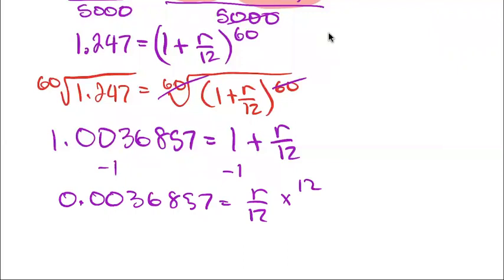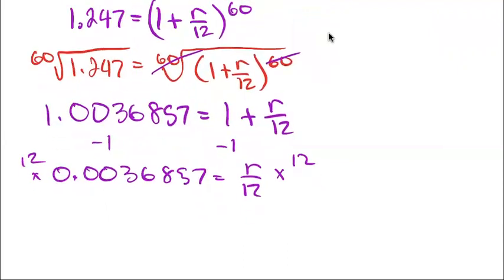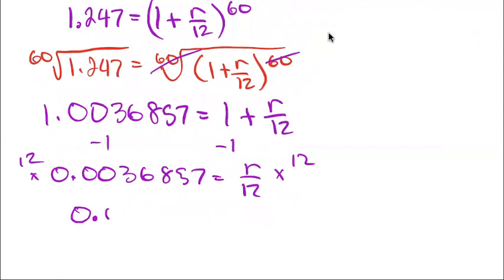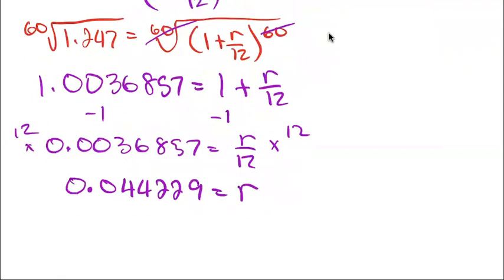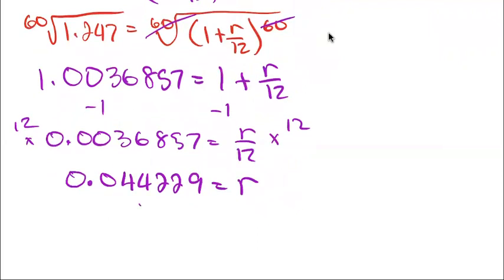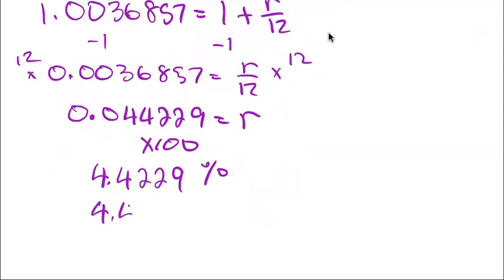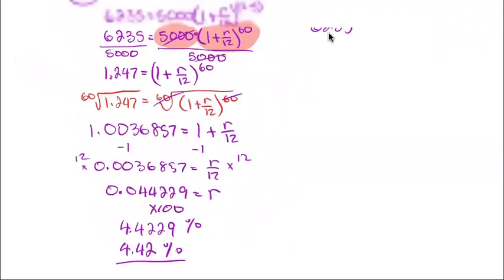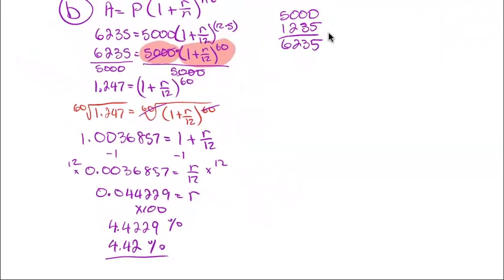Multiply by 12. Multiply by 12. That gives me 0.044229 is equal to R. That's my decimal. So I multiply that by 100 to get my interest rate, 4.4229%, and then round it to whatever, 2 decimal places, 4.42% interest. That's one of the tougher types of questions because there's lots of working backwards in there.